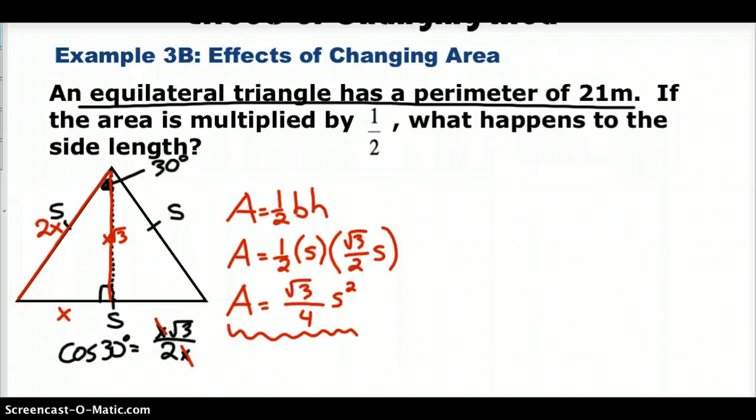Of this particular triangle. Now what I'm going to do is shift gears for a second and take a look at what this triangle is probably actually like. So it says it's an equilateral triangle.